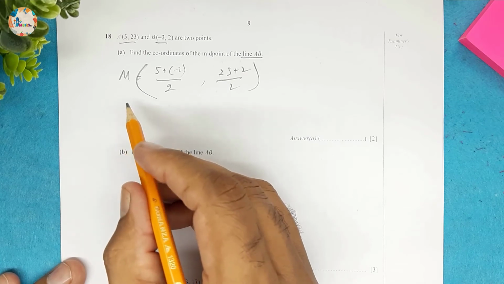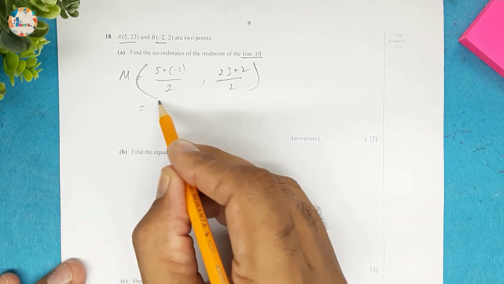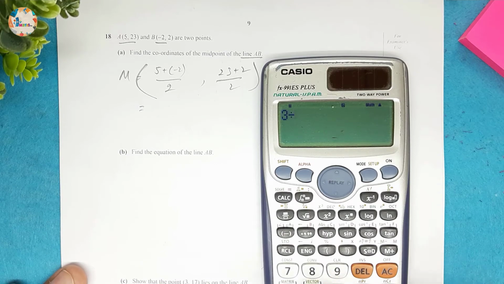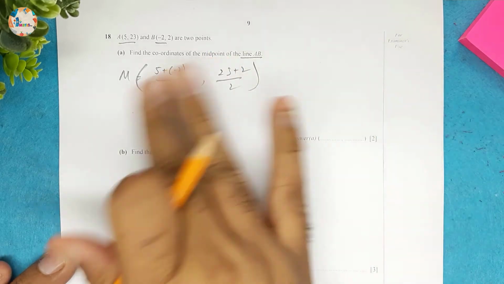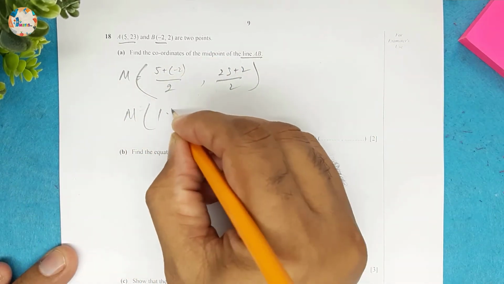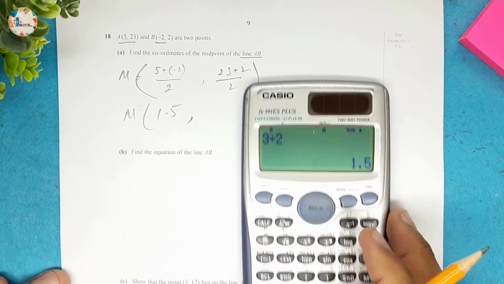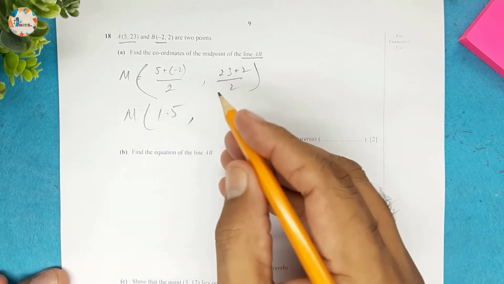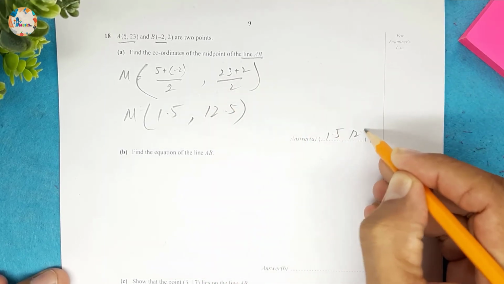So 5 minus 2 will be 3. So 3 divided by 2 will be equal to 1.5. So the x value will be 1.5, and the y value we can also find, which is 23 plus 2 will be 25. So 25 divided by 2 will be 12.5. These will be the coordinates, 1.5 and 12.5.